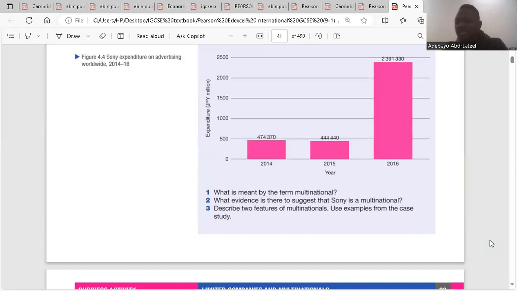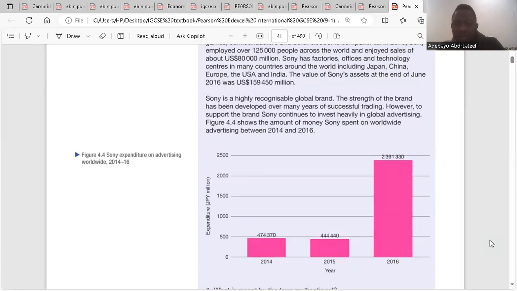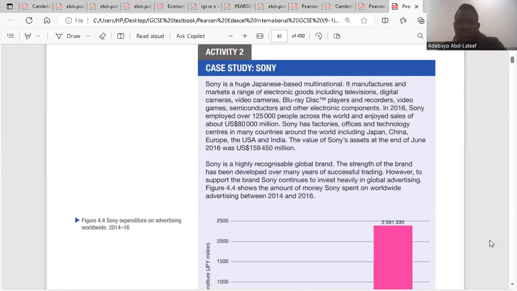What is meant by the term multinational? A multinational business is a business that operates in different countries. Clear? Then what evidence is there to suggest that Sony is a multinational company? Sony employed over 125,000 people across the world, and has factories in Japan, China, Europe, US, and India. That makes it a multinational company. Is it clear?